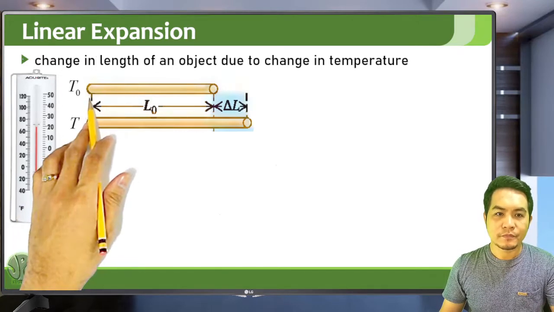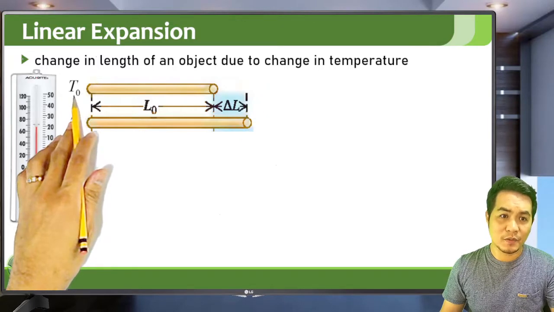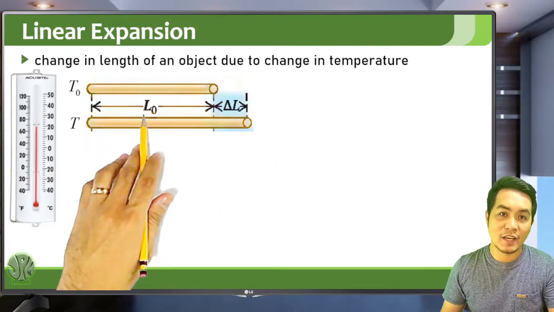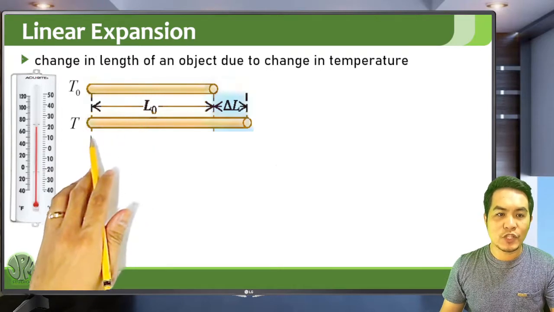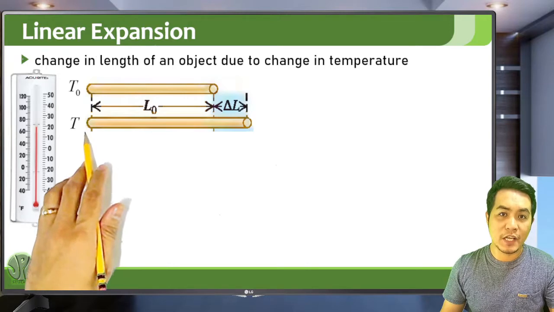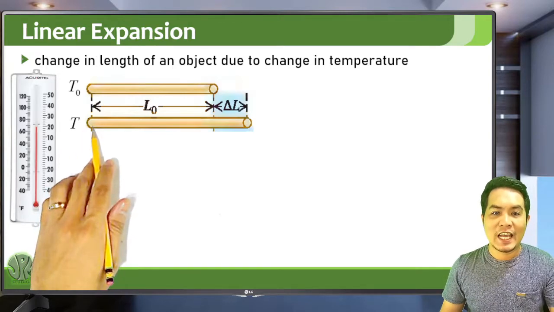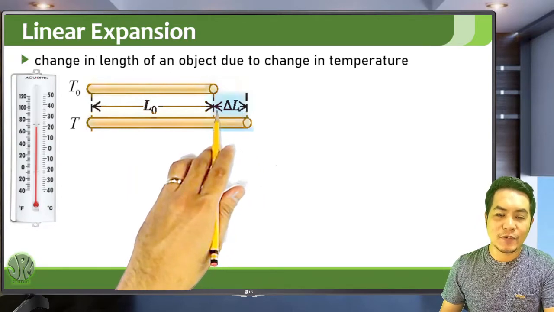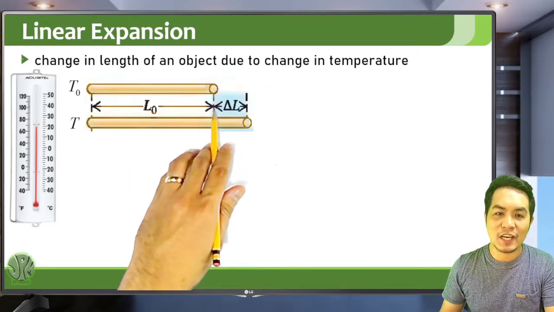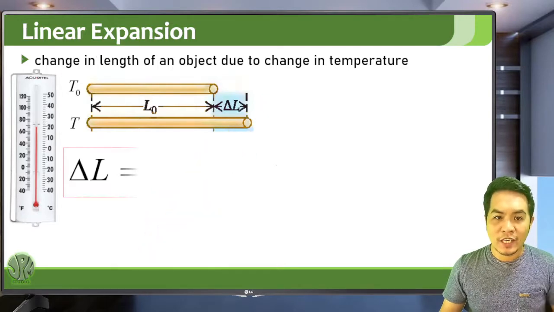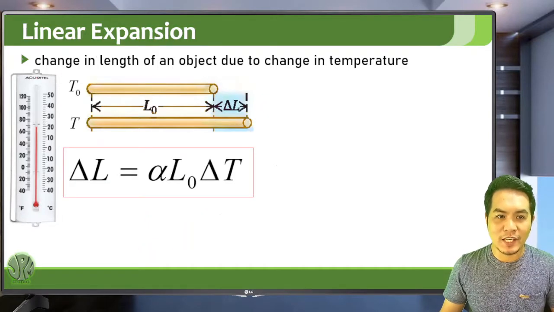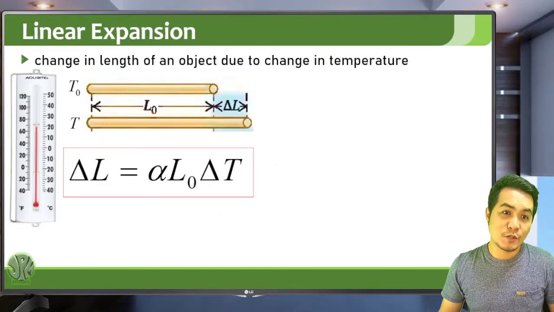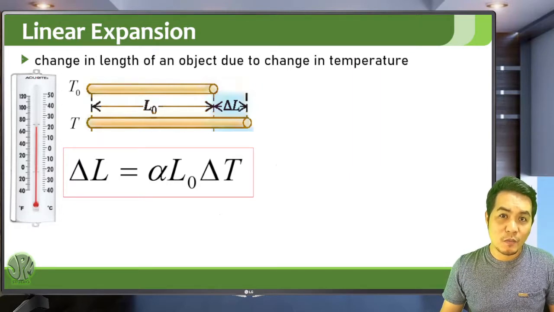So if at an initial temperature T sub 0 or T naught, the length of your object is L naught or L sub 0. And when you change the temperature, say you increase its temperature to a certain temperature T, and its length now increases. This change in length, the difference between the final length and the initial length, is given by this equation. This is now the mathematical expression of linear thermal expansion.